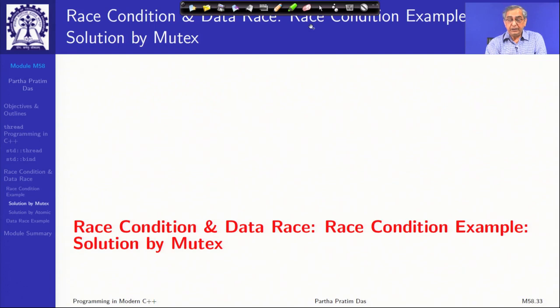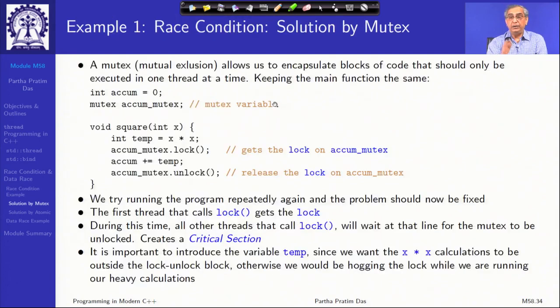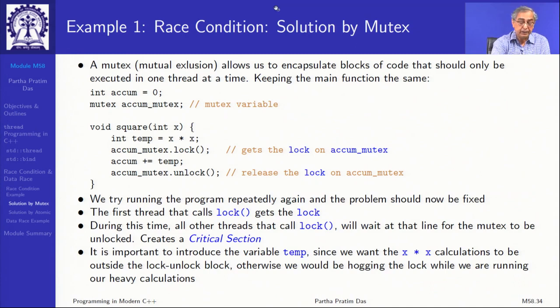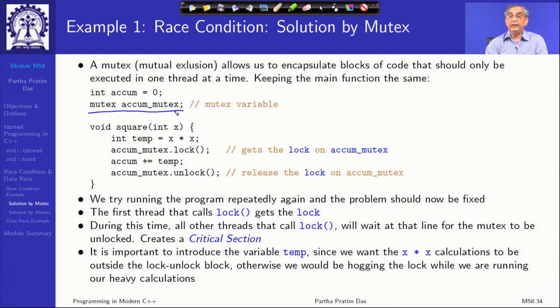So how do we fix that? There are multiple solutions, but I will just talk about two. One is the solution by mutex. There is something called a mutex, defined in the mutex header. You declare a mutex with a variable name, and then you do a lock on the mutex.